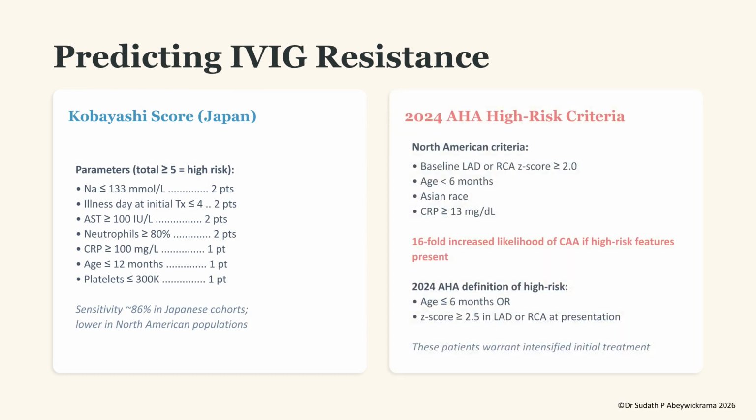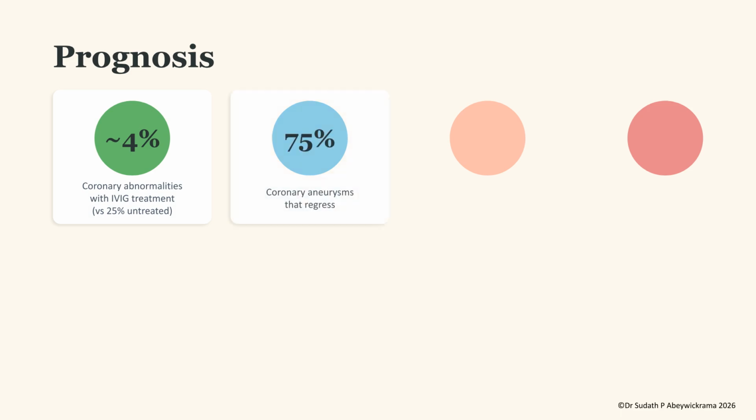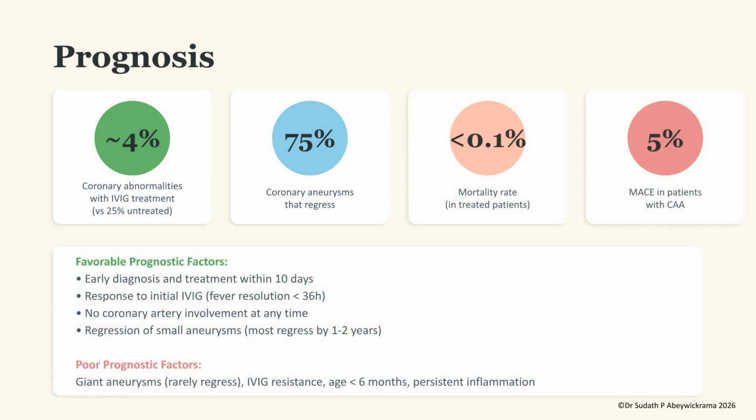The 2024 AHA criteria define high risk as age 6 months or less, or a baseline coronary Z-score of 2.5 or greater in the LAD or RCA, warranting intensified initial treatment. Prognosis is generally favorable with treatment. Coronary abnormalities occur in about 4% of treated patients. Most aneurysms regress, but giant aneurysms rarely do. Mortality is low, but major adverse cardiovascular events occur in about 5% of patients with CAA.